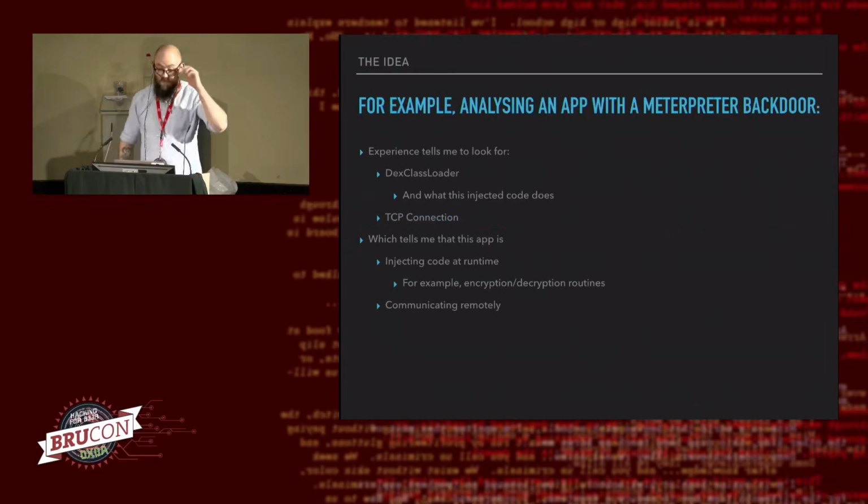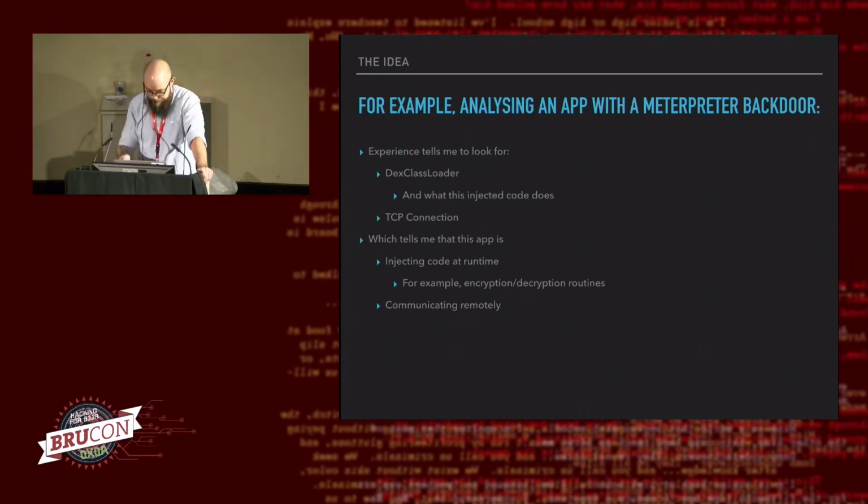For example, if I were to analyze an application that was, say, hypothetically backdoored with a Meterpreter payload, experience tells me to look for two things. A DexClassLoader, which is used to inject JARs or APKs at runtime for additional functionality, or to look for a TCP connection, because I know that Meterpreter can only establish connections over HTTP or TCP. If I see these objects, this tells me that the app is injecting code at runtime, and it's communicating remotely.